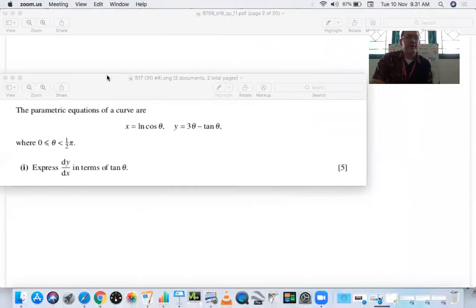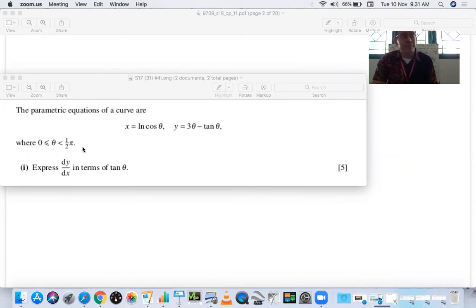Okay, let's look at our next problem. Says the parametric equations of a curve are x equals ln cosine theta and y equals 3 theta minus tan theta. So notice our parametric variable is now the theta instead of the t. So be careful when you write your differentials, you're using theta, not t. Here's your code up here. It's from summer 17, paper 31, number 4.